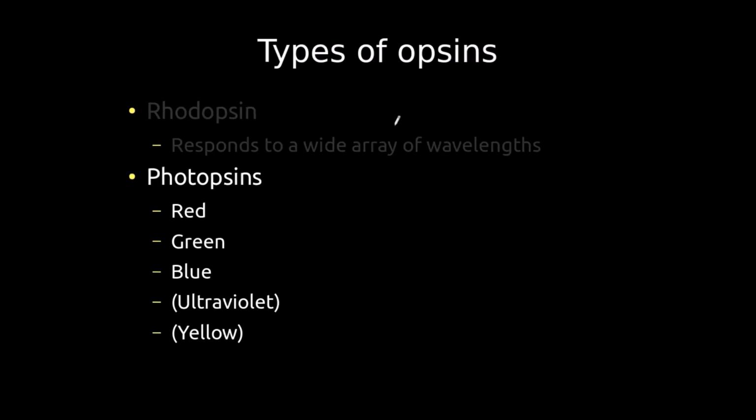We also have these things called photopsins, which allow the discrimination of light beyond just presence or absence like rhodopsin does. Photopsins actually respond more maximally to different wavelengths of light. So we have red, green, and blue photopsins, and these are what occur in humans. However, we also see some other photopsins in other places in the animal kingdom, such as some organisms that have ultraviolet photopsins. Some animals also have yellow photopsins. So photopsins are the types of opsins that allow for the discrimination of the wavelengths of light.